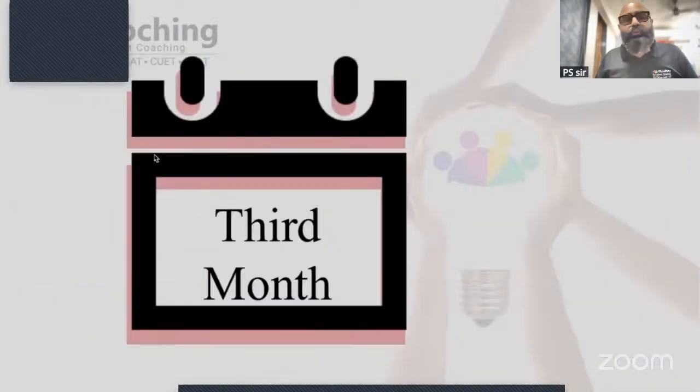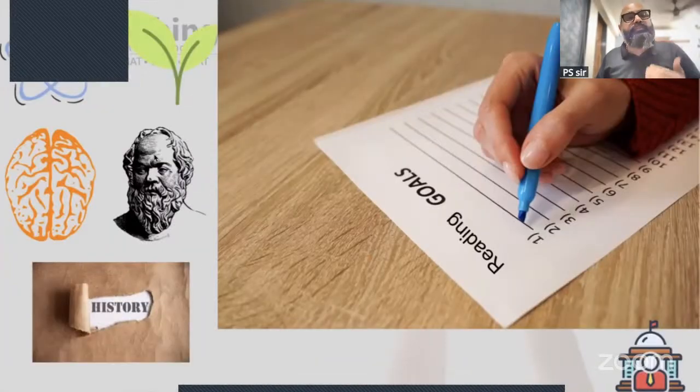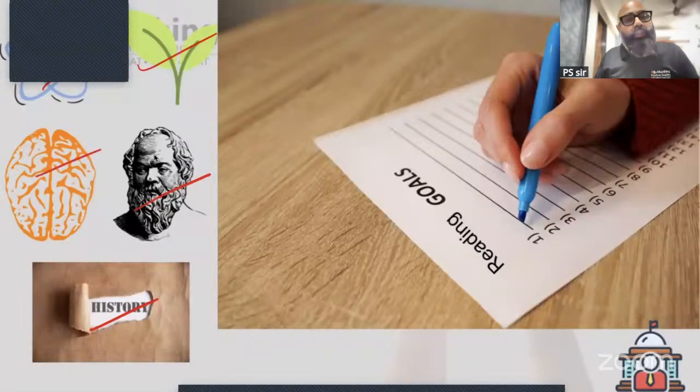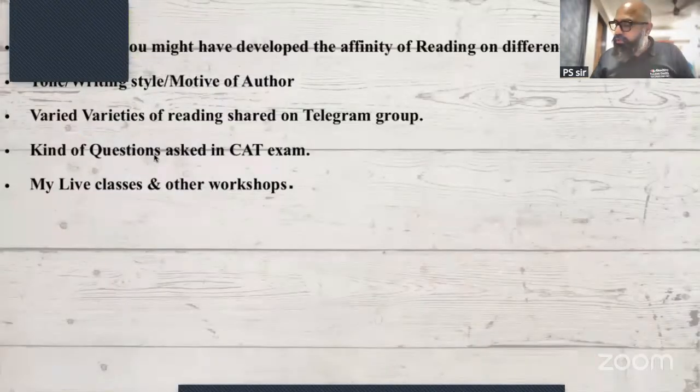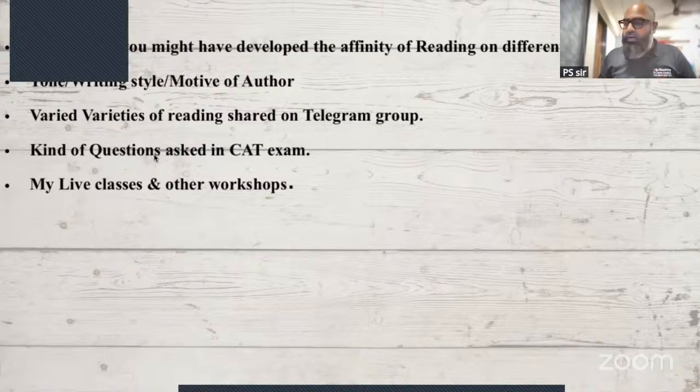I'm getting into the third month. Here my reading goals will now change. I have to read eclectic material: history, philosophy, science, environment, psychology. So all these things I have to talk about, right? So develop an affinity towards reading different genres, understanding the tone, writing style, and motive of the author.